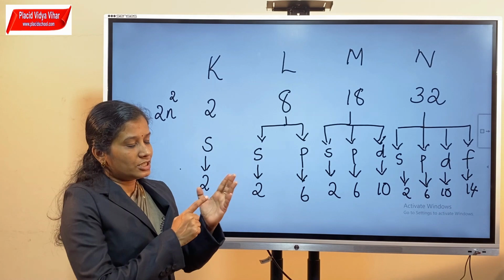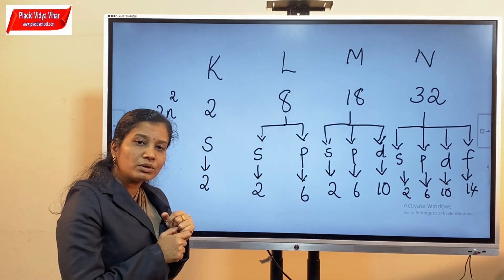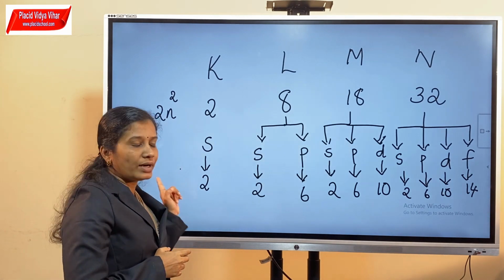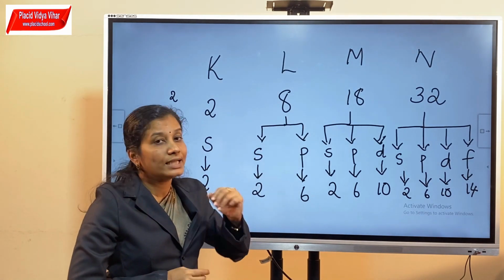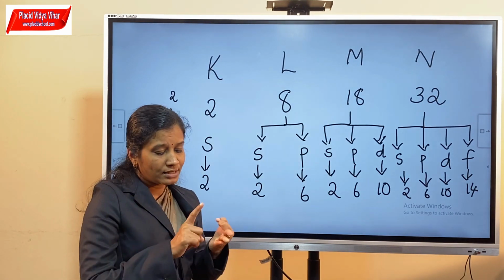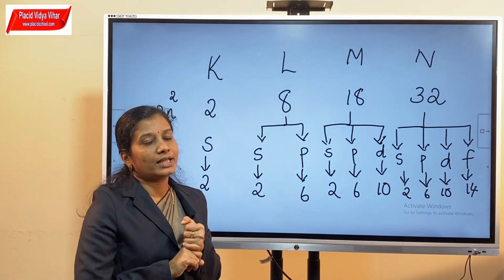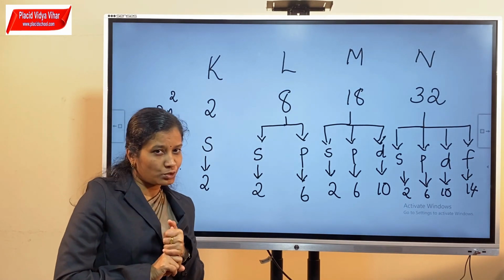So the shell capacity is 2n square and the number of subshells is equal to the shell number. Then we can find out the maximum number of electrons in each subshell: S 2, P 6, D 10 and F subshell 14. Okay, that's all for today.